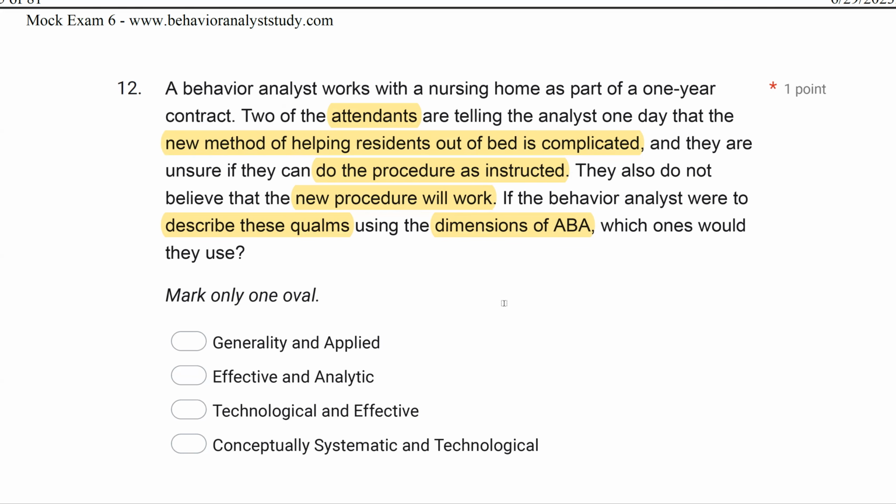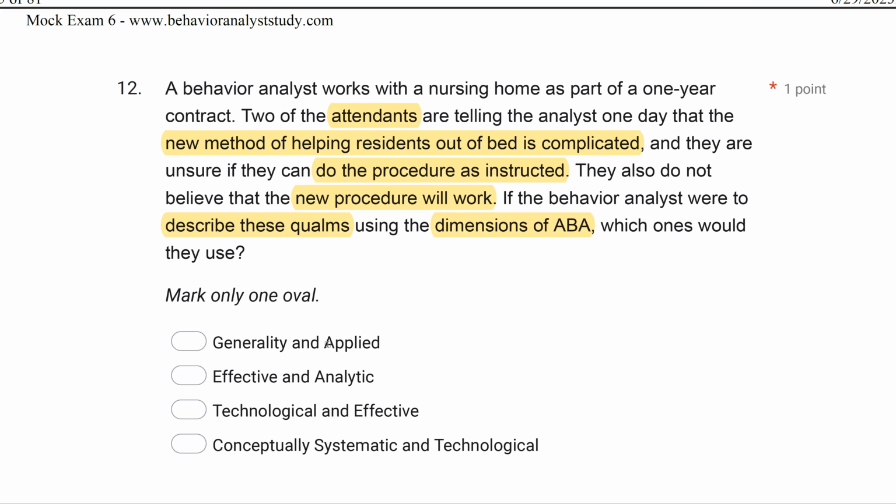Right? Effective means we're making change to a considerable degree. And something quote unquote working is effective. Just because we make a small change, if it's not a change that's significant, we don't consider that working and effective. So, according to the dimensions of ABA, if these residents who are trained can't do the procedure, it isn't technological. And if they don't believe it's going to work, they don't believe it will be effective.